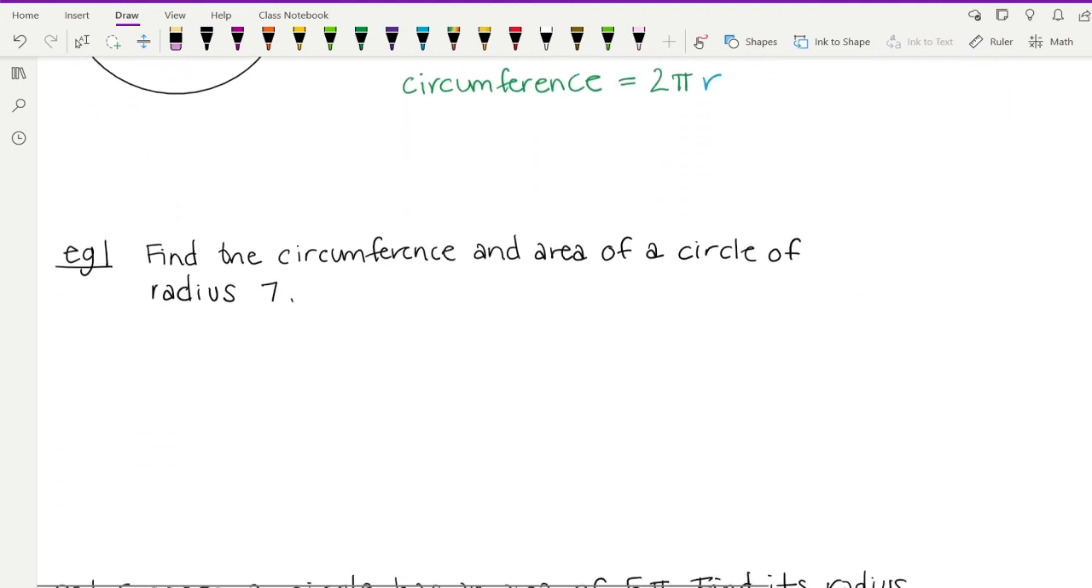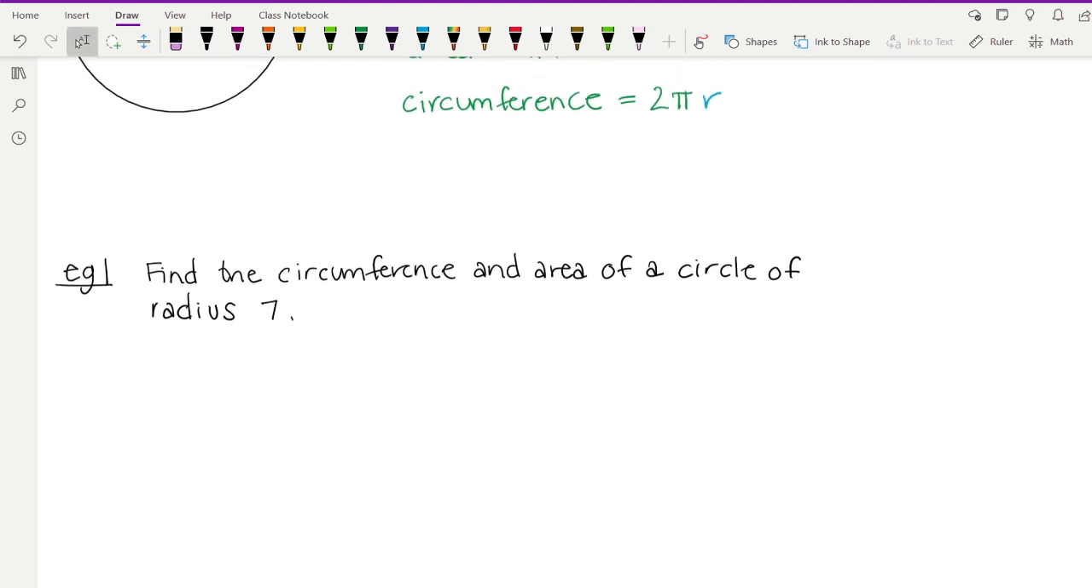Okay, so those are our two formulas. I want to do a couple of quick examples, practicing with these. Feel free to pause the video and try these out yourself. The first one I want to do is to find the circumference and area of a circle of radius 7.